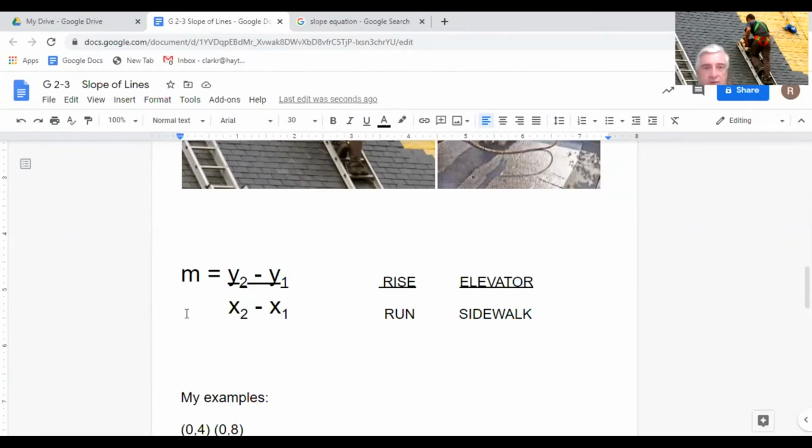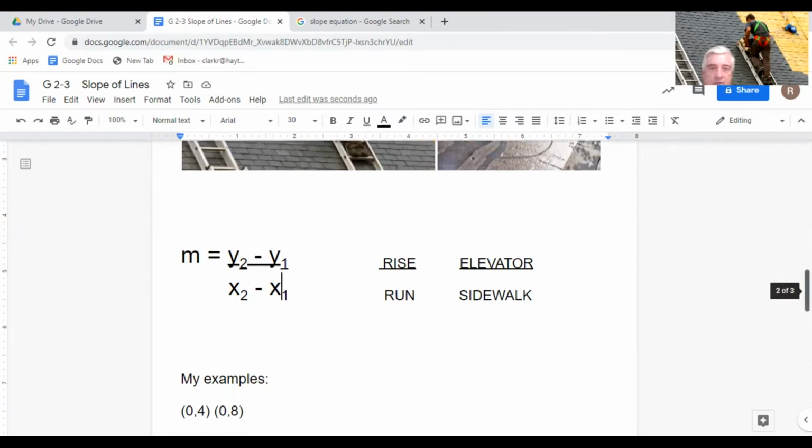The equation for slope is we subtract the y's and then we subtract the x's. The y's go on top, the x's go on the bottom. Sometimes in elementary school that was referred to as rise over run or elevator over sidewalk. Here's my first example.